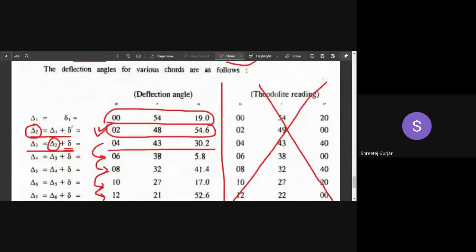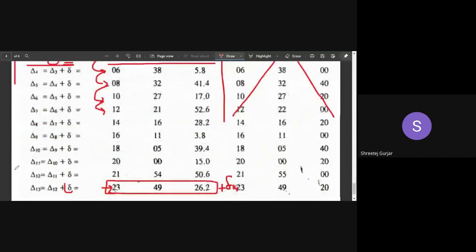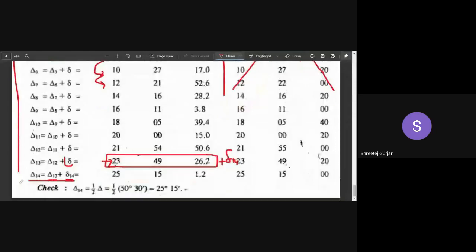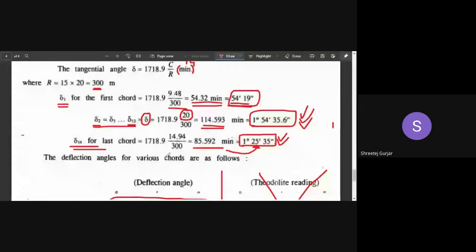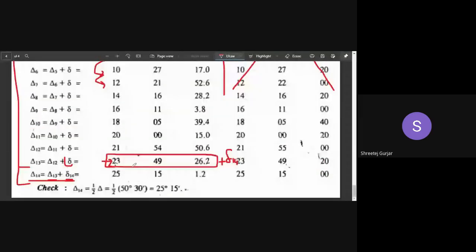Okay. So here you have to use a different value, and from 2 going up to 12, all these values are the same. The small delta, I'm talking about small delta, is the same. But here again your delta changes. It is delta 14, which is 1 degree 25 minutes. Okay, so 23 degrees 49 minutes 26 seconds plus 1 degree 25 minutes. If you add, you will arrive at your last deflection angle.